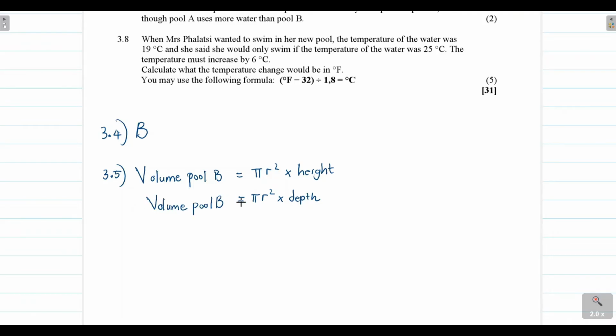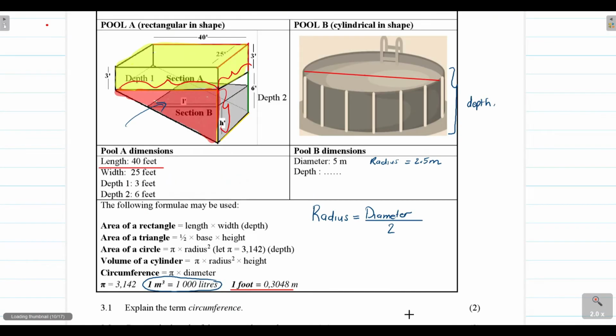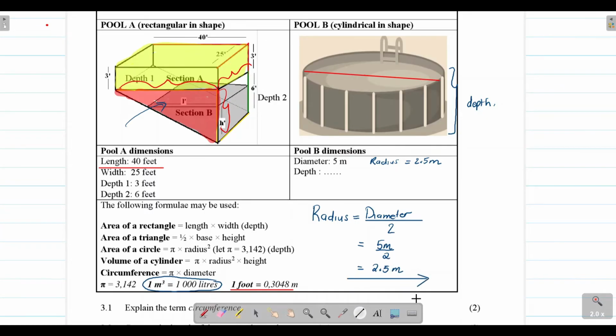And then what do we already know? What is the radius of our pool B? We already know that the radius is equal to the diameter divided by 2. I'm just going to do this mini calculation here. So the radius is the diameter of 5 meters divided by 2. So we know that our radius is supposed to be 2.5 meters. We've already shown this in the previous calculation. That is why I'm just doing this note on the side.